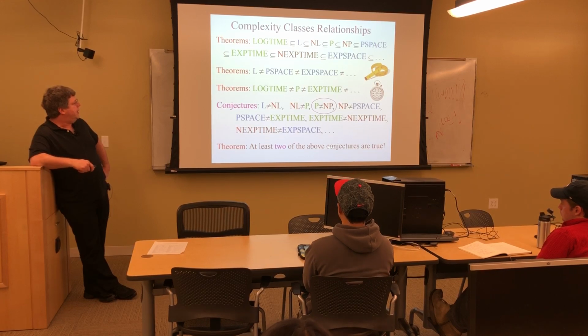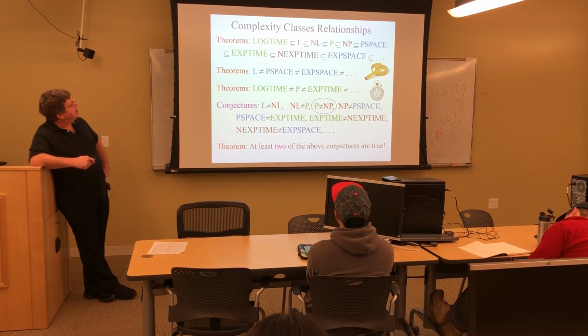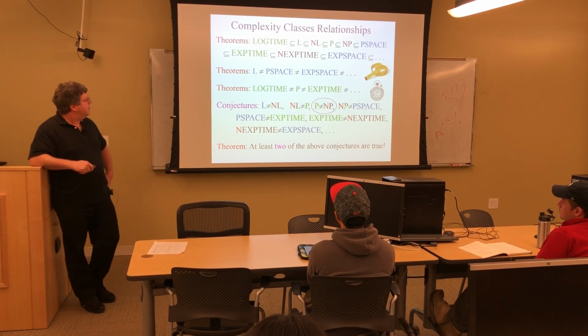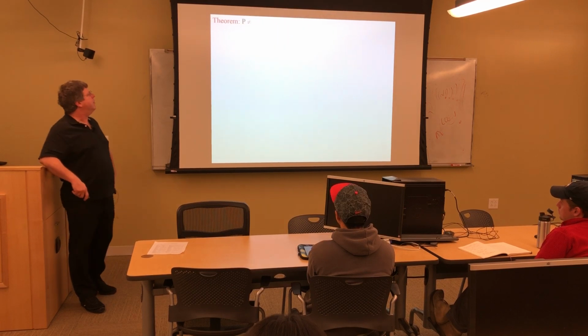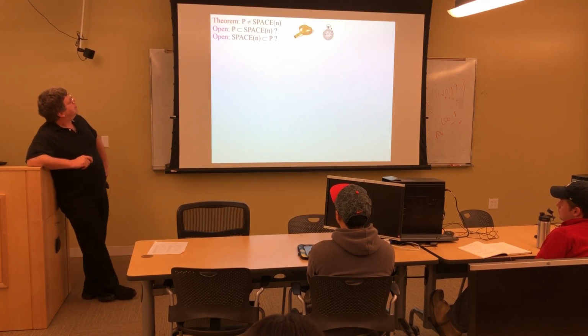So at least two of the above conjectures are true, not just one, but two of them, right? One of these must not be the same as the other. They must be proper, and of course here too, and so on. And chances are all seven are true. No two are the same. Nobody can prove it either way, but chances are none of them are the same.